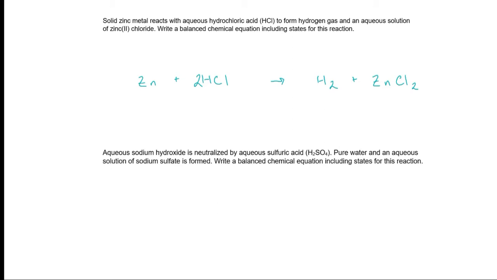For zinc, it said I started with solid zinc metal, so I simply need an S here. I reacted it with aqueous hydrochloric acid, so let's put an AQ by hydrochloric acid. For the products, I formed hydrogen gas, okay, so I need a G here, and another aqueous solution, so I need an AQ by my zinc chloride. And now I have a balanced chemical equation with all of my states.